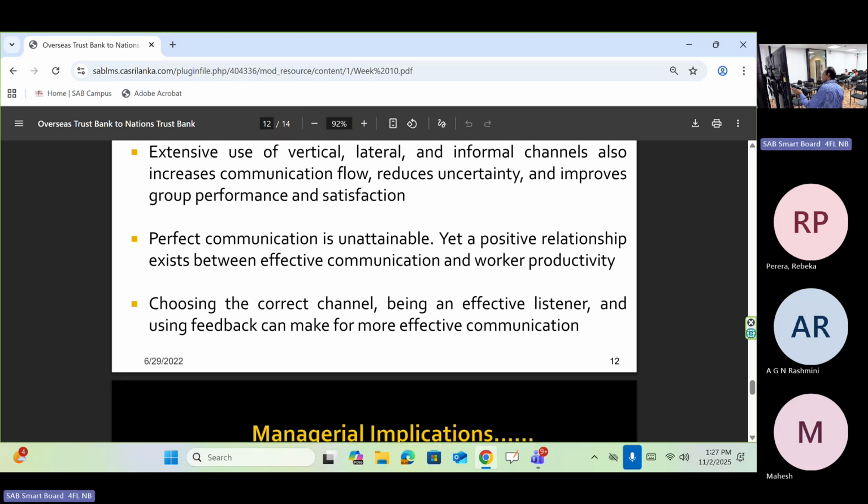Right. Then selecting the correct channel. Using the correct channel. Being an effective listener. Being an effective listener is what should come first in communication. And having the feedback can make the communication more effective.